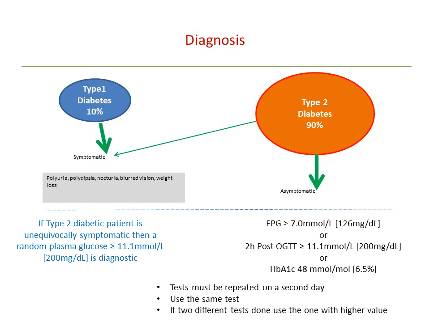It's also important that the same test is used, or in other words, we should not be using a fasting blood sugar in one case and HbA1c for the second test. In cases where 2 different tests have been undertaken, the one with the higher value is usually used for diagnosis.